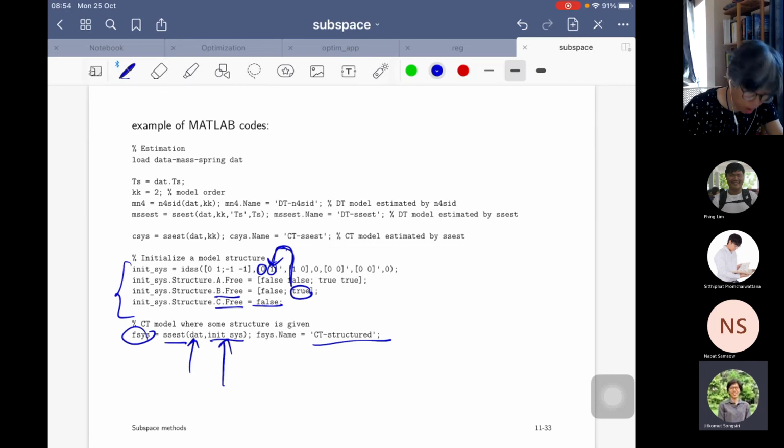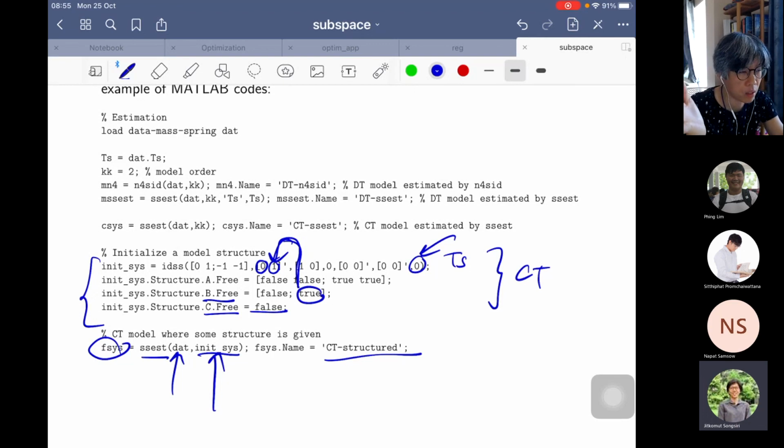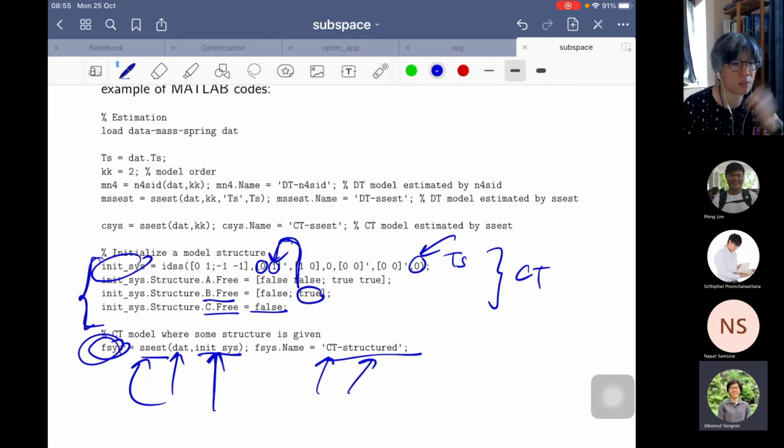Oh, I think I know. The parameter 0 here should be the sampling time. When the sampling time is specified as 0, it means that your model is continuous time. So you already specify the metadata about your system, and everything is kept in this structure variable: continuous time, structure of A, which entries are free. When you specify it, it will estimate the model for you, continuous time with the structure.